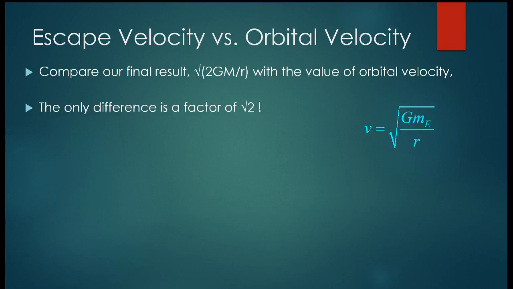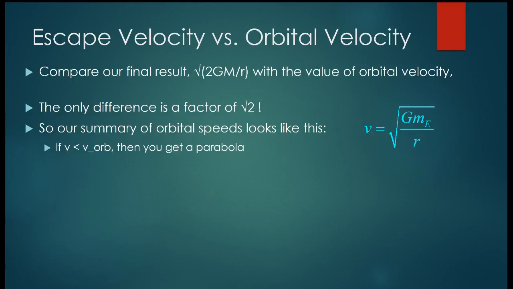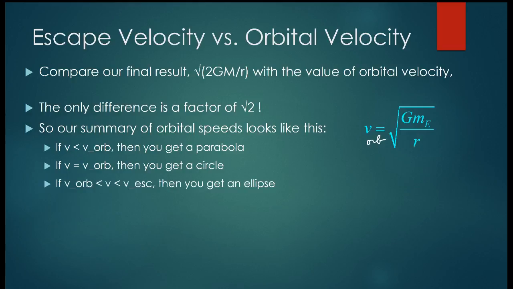Now here's a summary of what orbital speeds give us which orbits. So first of all, if your speed is less than v orbital, which is this right here, you're going to get a parabola. If you're exactly equal to v orbital, you're going to get a circle. So these are all conic sections. If you're in between orbital and escape speed, remember that v escape is root 2 v orbital, which is root 2 GM over r.